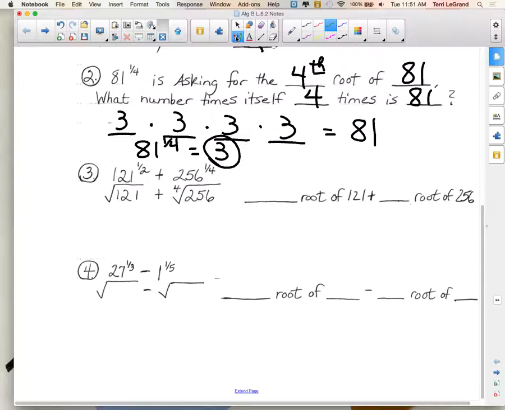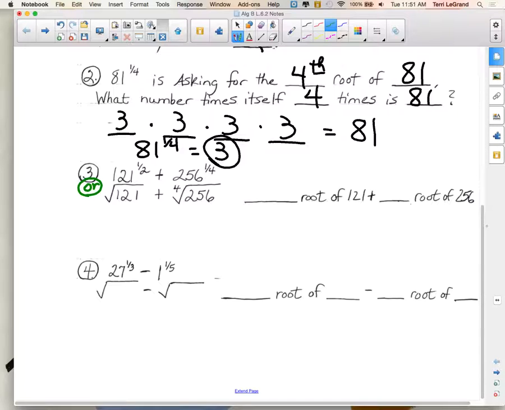So these are 2 different ways. So this is an or, okay? I want you to put an or there. That means the same thing. If you see it written as 121 to the 1/2 power, it means the same thing as the square root of 121. If you see 256 to the 1/4 power written as the 4th root of 256, they mean the same thing.